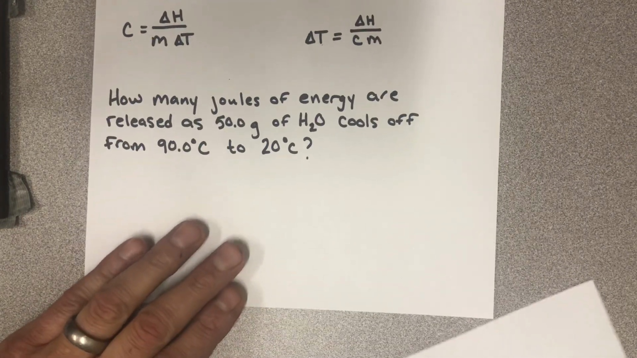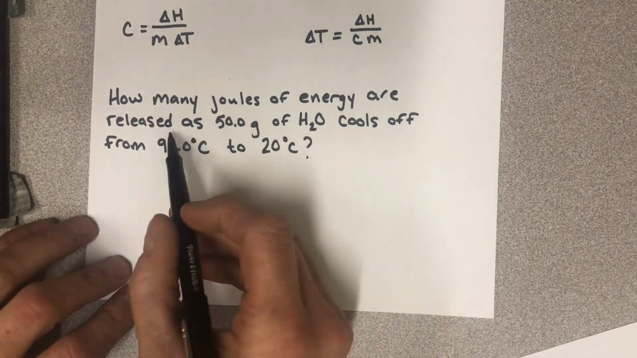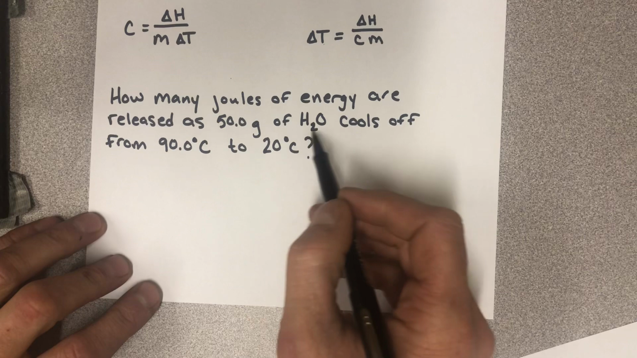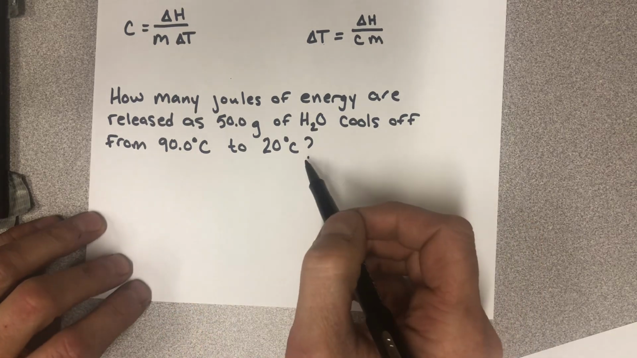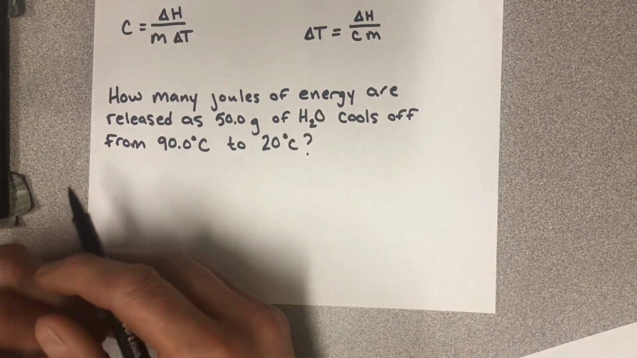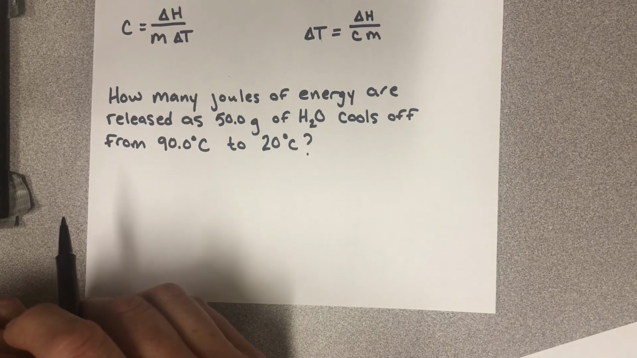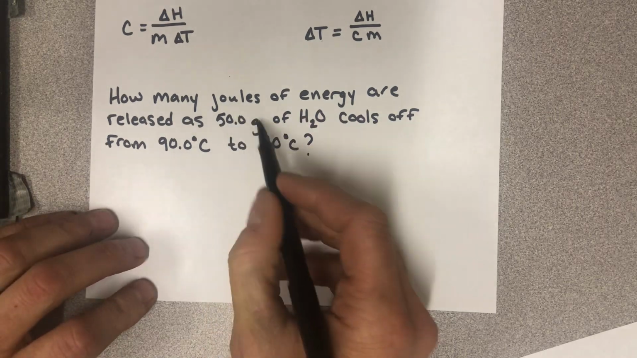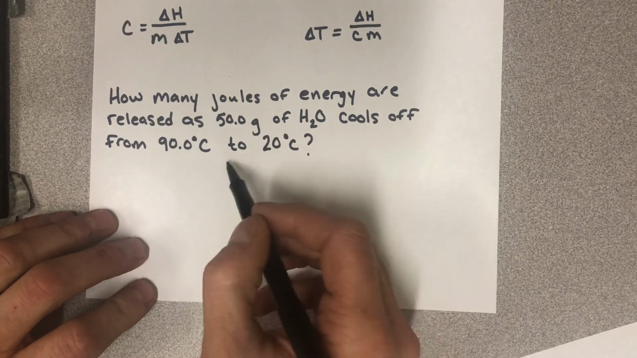Here's the first kind of problem. This one's pretty easy, I think. How many joules of energy are released as 50 grams of water cools off from 90 degrees to 20 degrees? So here we're looking at an exothermic process where energy is being released, and we want to know how much energy is being released. And that depends on how many grams of water we have and how much the temperature change is.